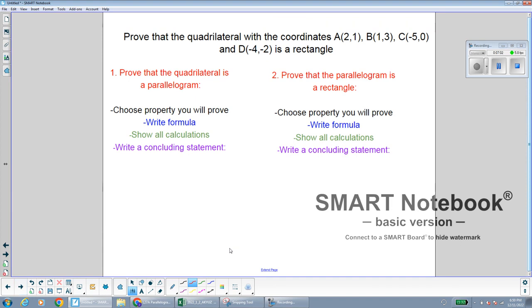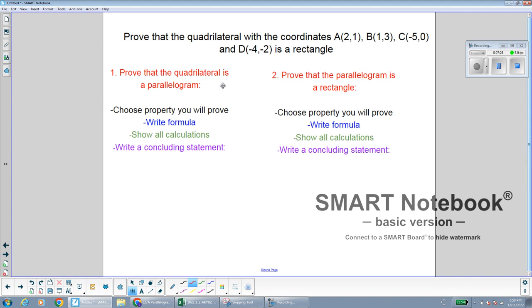So if we wanted to prove that a quadrilateral with specific coordinates is a rectangle, we would need to do two things. First, we don't know the quadrilateral is a parallelogram. And remember, parallelogram first and then rectangle. So we would first have to prove that we do have a parallelogram. And then after we prove that we have a parallelogram, we can prove that the parallelogram is also a rectangle by proving one of the special properties of rectangles.